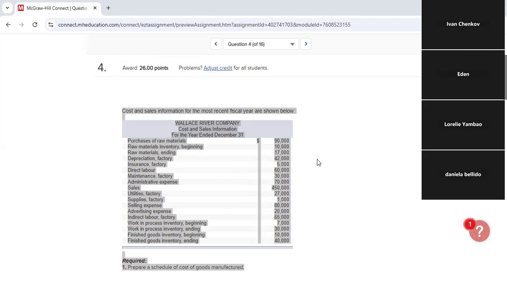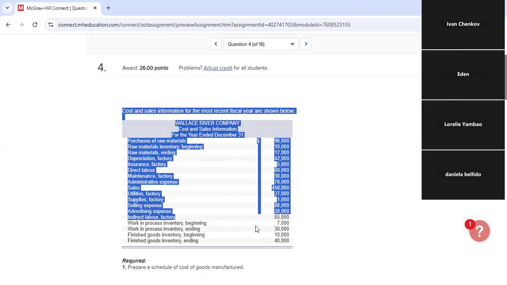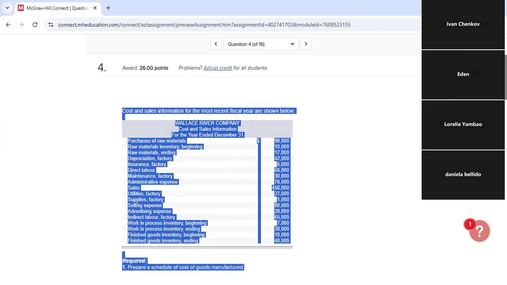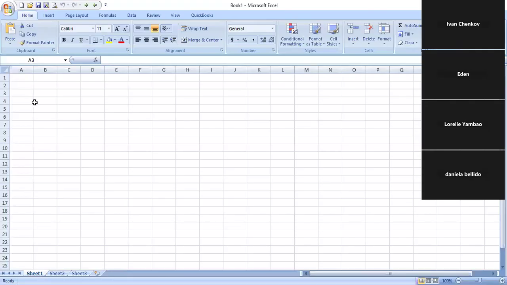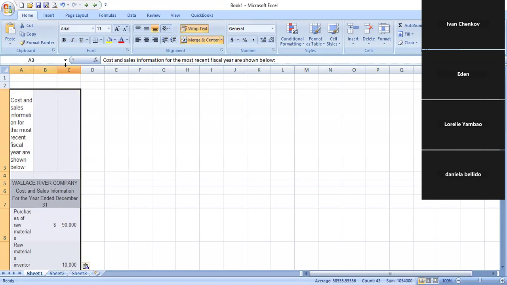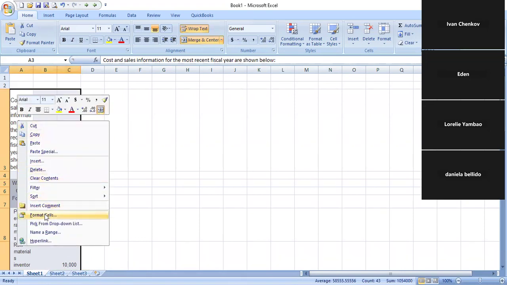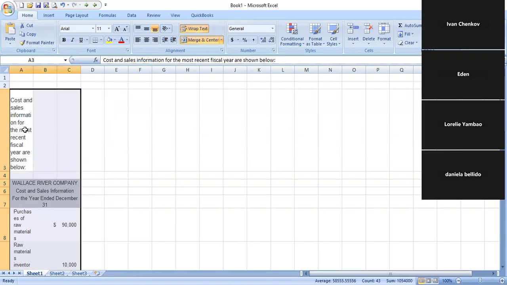The easier thing that you can do is to copy the question from the McGraw here, and then you can move to an Excel spreadsheet. Once you're on the Excel spreadsheet, you can paste it, and everything's going to fall into place. Now you have to do a little bit of formatting, but that shouldn't be an issue for you, since you're a generation that deals with technology.